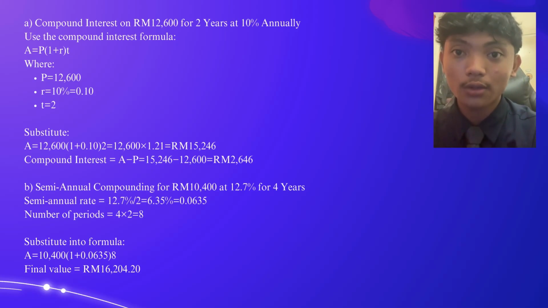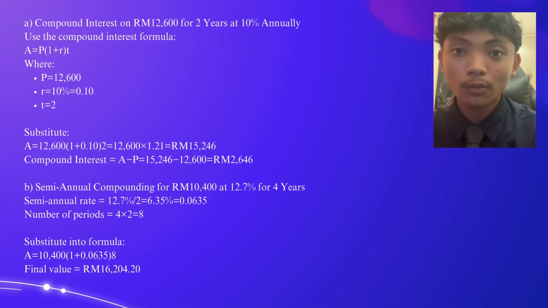Okay, let me show you how we use the formula. The first step is 12,600 times bracket 1 plus 0.10, that means 10%, multiplied by 2. We calculate the bracket first, and we get 1.21. After we get the 1.21, we multiply it with 12,600, and the answer is 15,246. So that is the total amount.